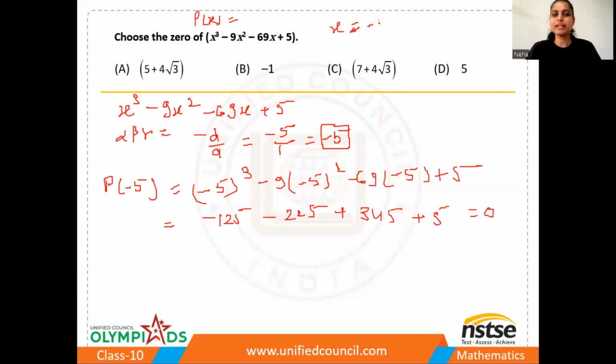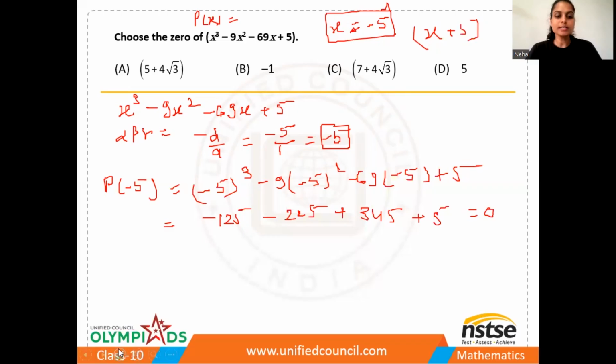x is equal to minus 5. This is a 0. Sorry, this is a 0, not a factor. x plus 5 is a factor, right? So, yes, we can say that x is equal to minus 5 is a 0 for the given cubic equation. Perfect. Alright, this is done.